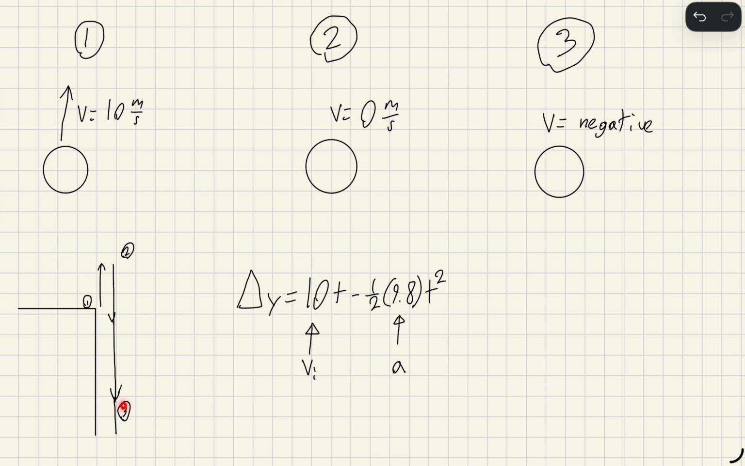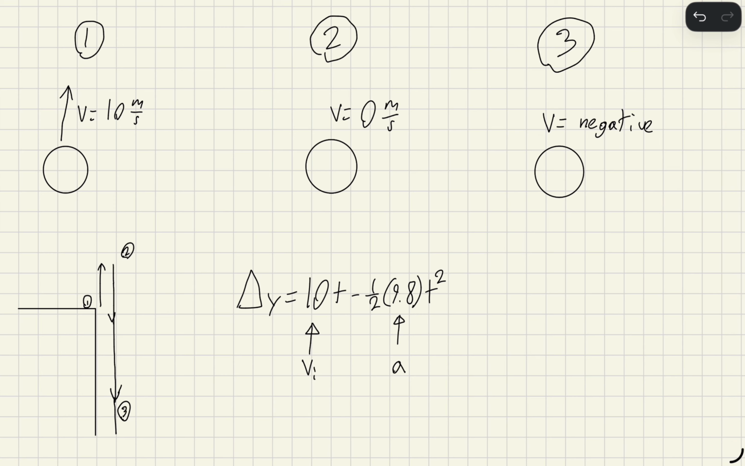I have 3 different points here, 1, 2, and 3, that correspond to these timestamps. Here at the start, the ball is moving upwards, so its velocity is a positive 10 meters per second. But even though it's moving up, the gravity is pulling downward with the negative acceleration.